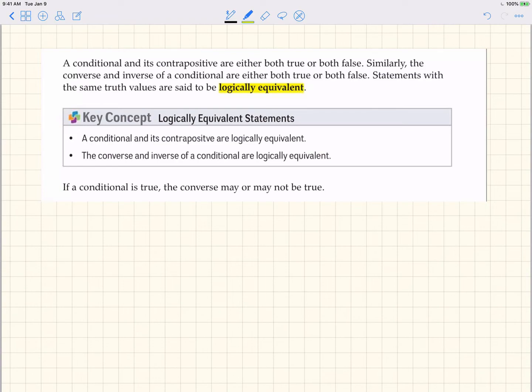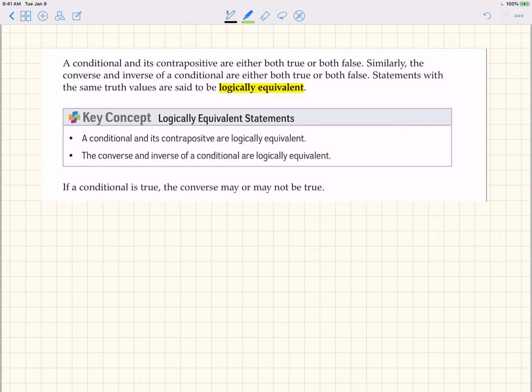In other words, if I have a conditional that evaluates out to true, then its contrapositive will also be true. The same is not true, however, of a conditional and a converse. If a conditional is true, the converse may or may not be true. We're going to need more evidence to support the converse. Additionally, in terms of logically equivalent, the converse and inverse of a conditional are logically equivalent.